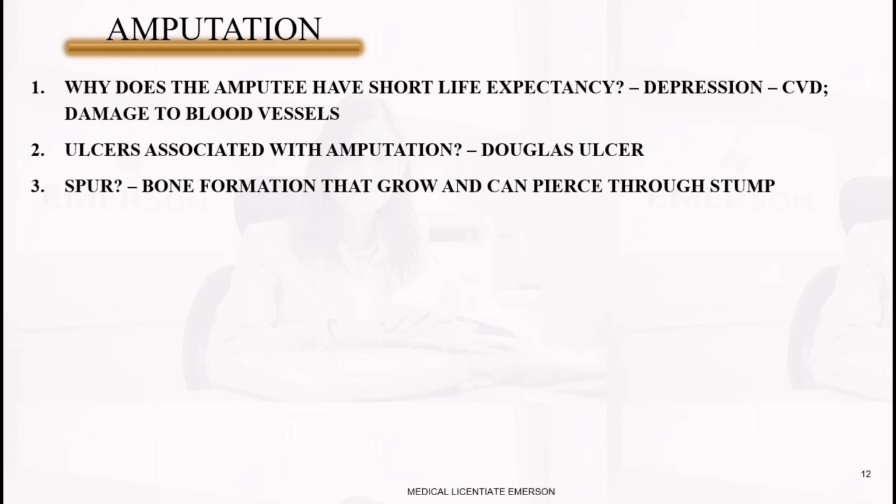Then bone spur. So what is a bone spur? The definition of a bone spur. So this is bone formation that grows and can even pierce through the stump. So it's more like an abnormal growth, an abnormal bone formation that grows and can even pierce through the stump.